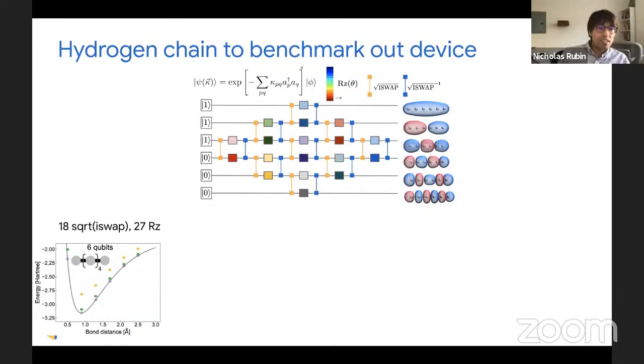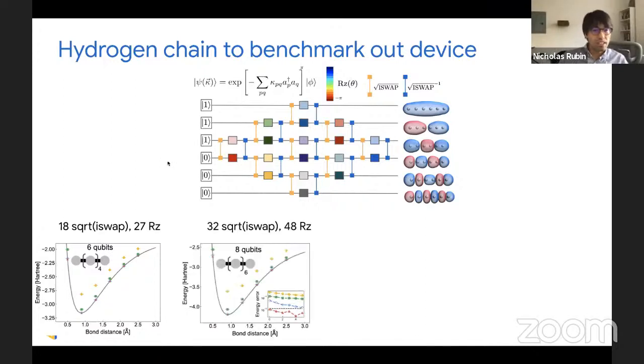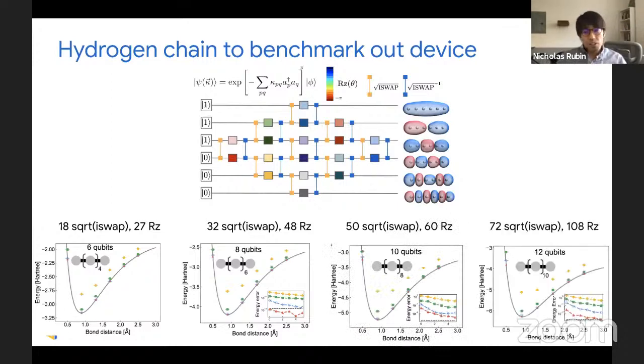So for the 6-qubit case, if you compile a circuit like I have depicted above, you get about 18 squared iSWAPs and 27 RZ gates. If you do go up to 8, you have 32. And then you can do 10 and 12 and go all the way up to 72 squared iSWAPs and 108 RZ gates. And so what I have depicted in each of the figures is the data that we're getting back with various forms of error mitigation. And I'll talk about each one in the next slides. Yellow is the raw data, and then green, blue, and red are the error mitigated data.